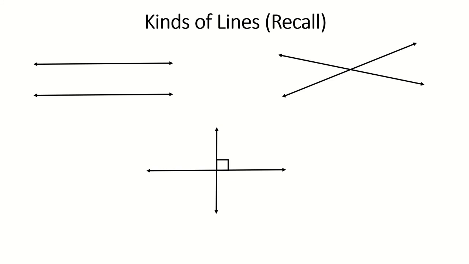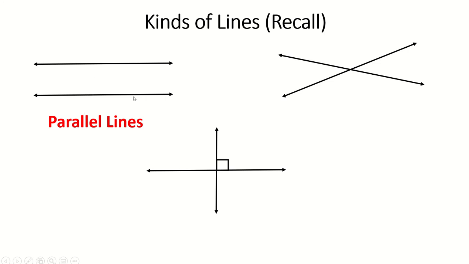Before we proceed, let us first recall the different kinds of lines that we have learned from the previous module. Here, we have parallel lines. When we say parallel lines, they're coplanar, and no matter how we extend these lines in two opposite directions, they will never meet.